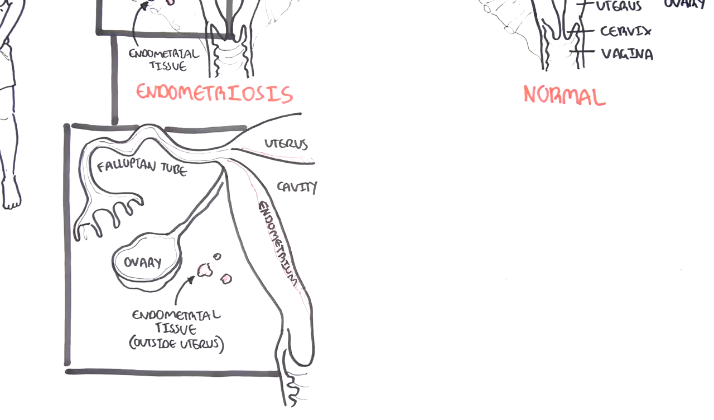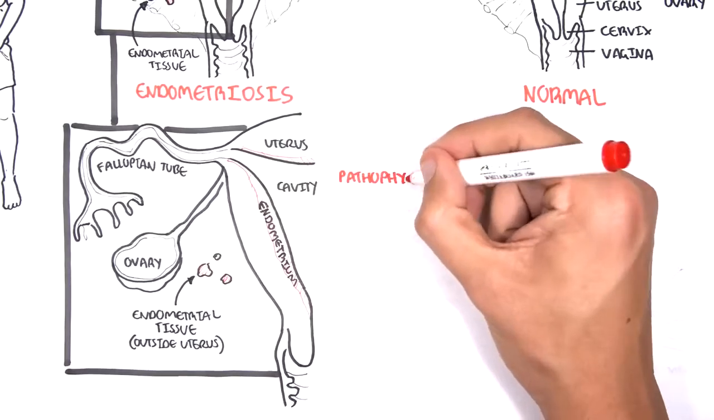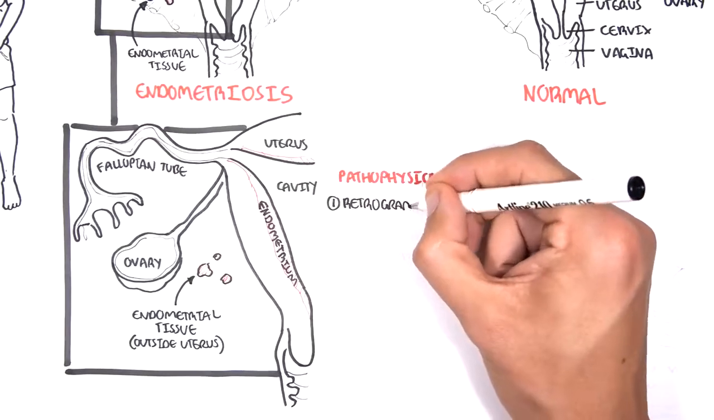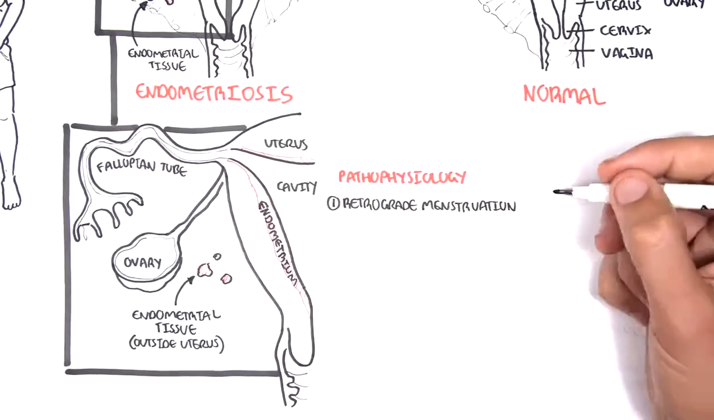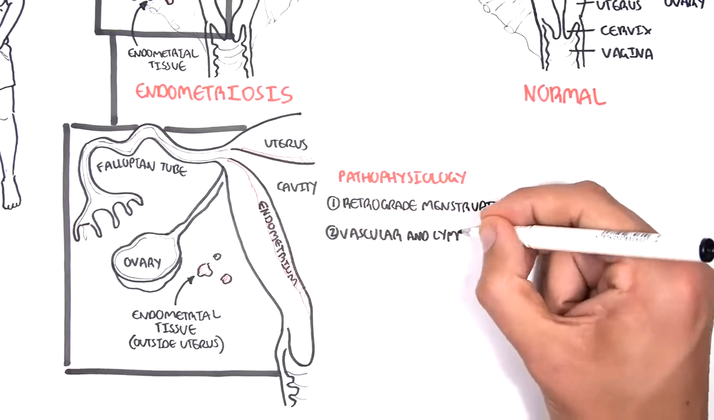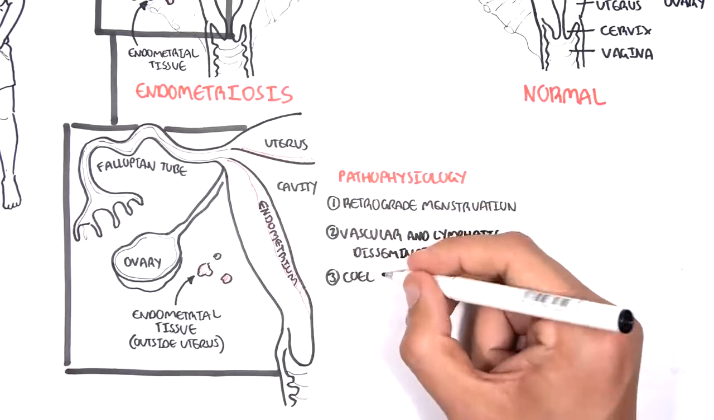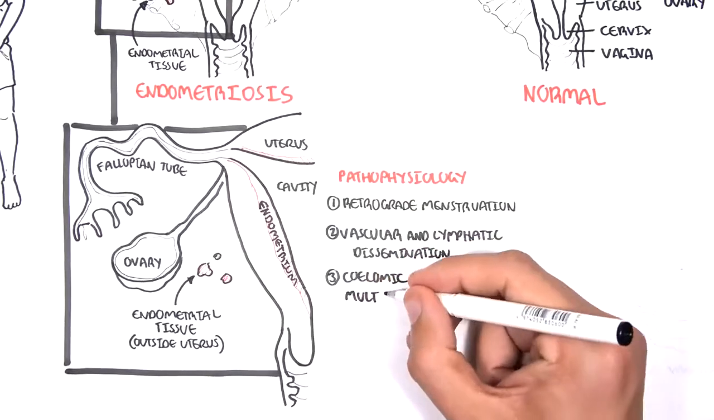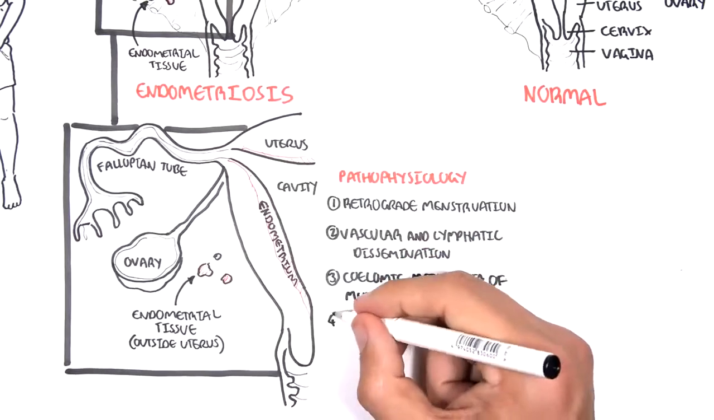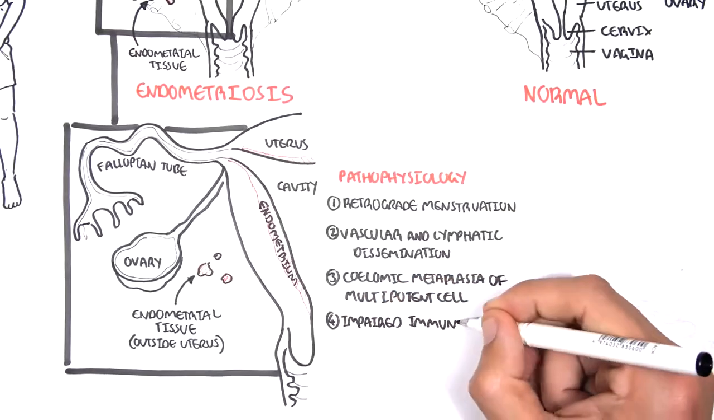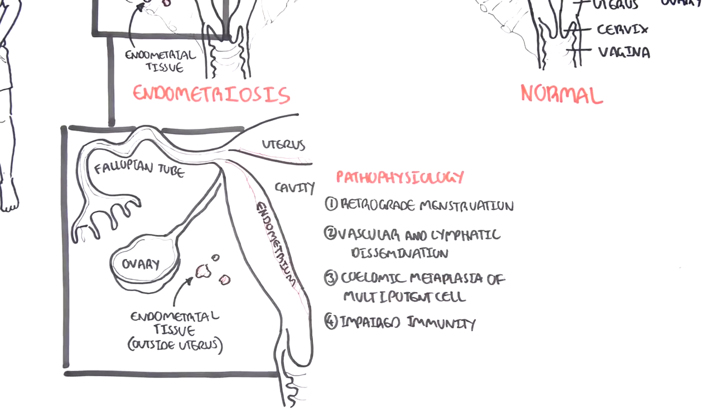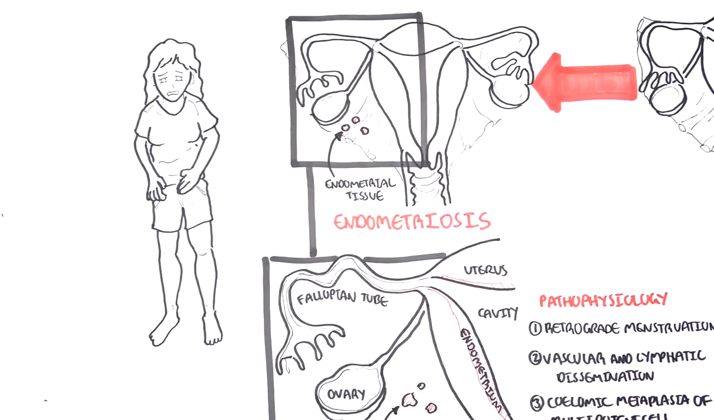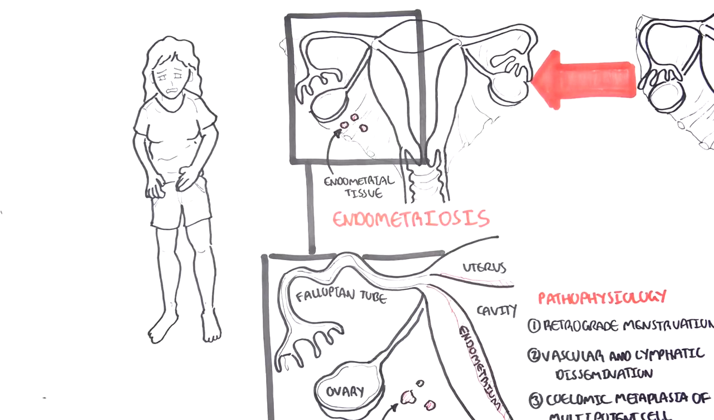The pathophysiology is not fully known, but there are a few theories out there, and to put it simply, there are four. One is retrograde menstruation, or vascular lymphatic dissemination, another is metaplasia of multipotent cells, or impaired immunity. We'll look more into each of these theories in the pathophysiology section later on. But let's talk about the clinical presentation.